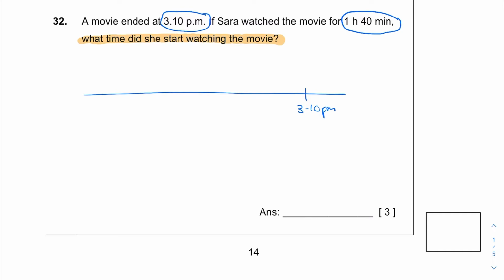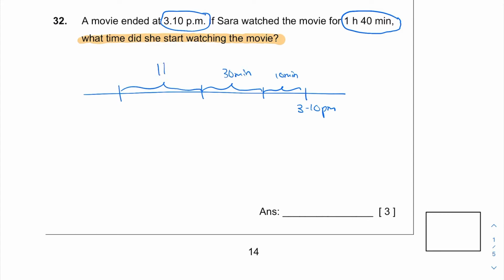So 1 hour 40 minutes, I can break it into, here's a 10-minute mark, a 30-minute mark, and a 1 hour mark. So counting back, I have 3 p.m., 2:30 p.m., and 1:30 p.m. So this is your answer. Sarah started watching the movie at 1:30 p.m.